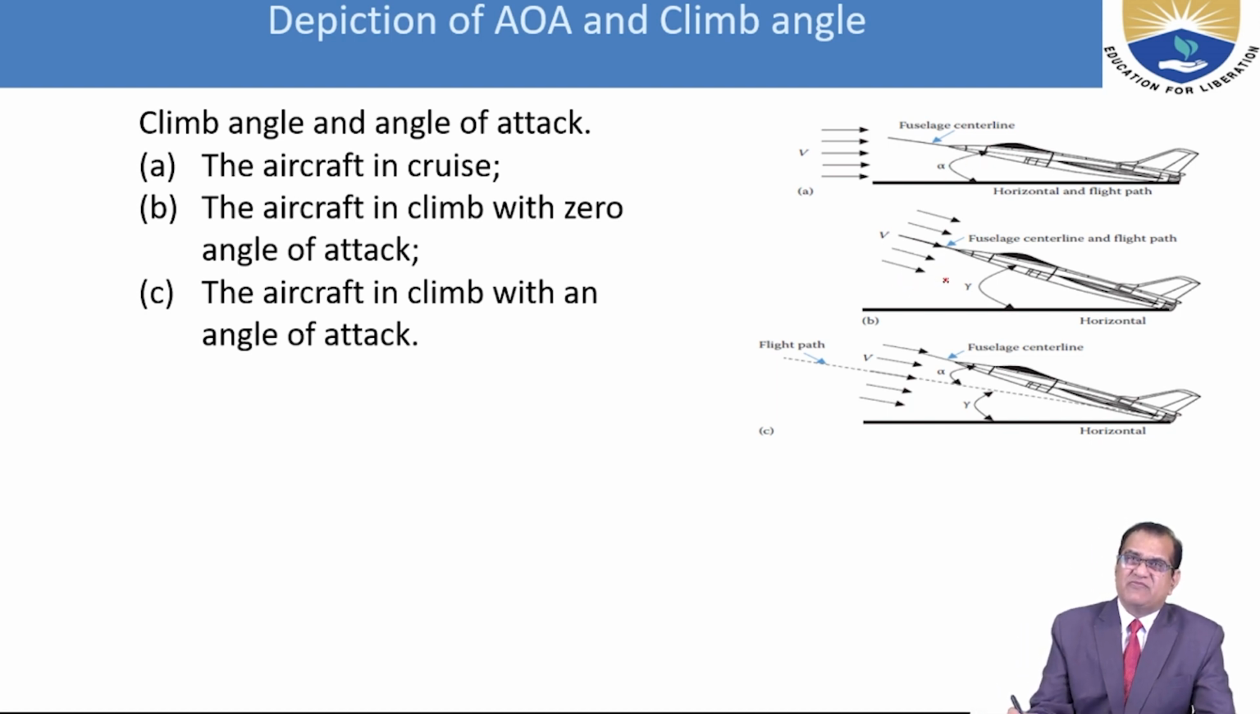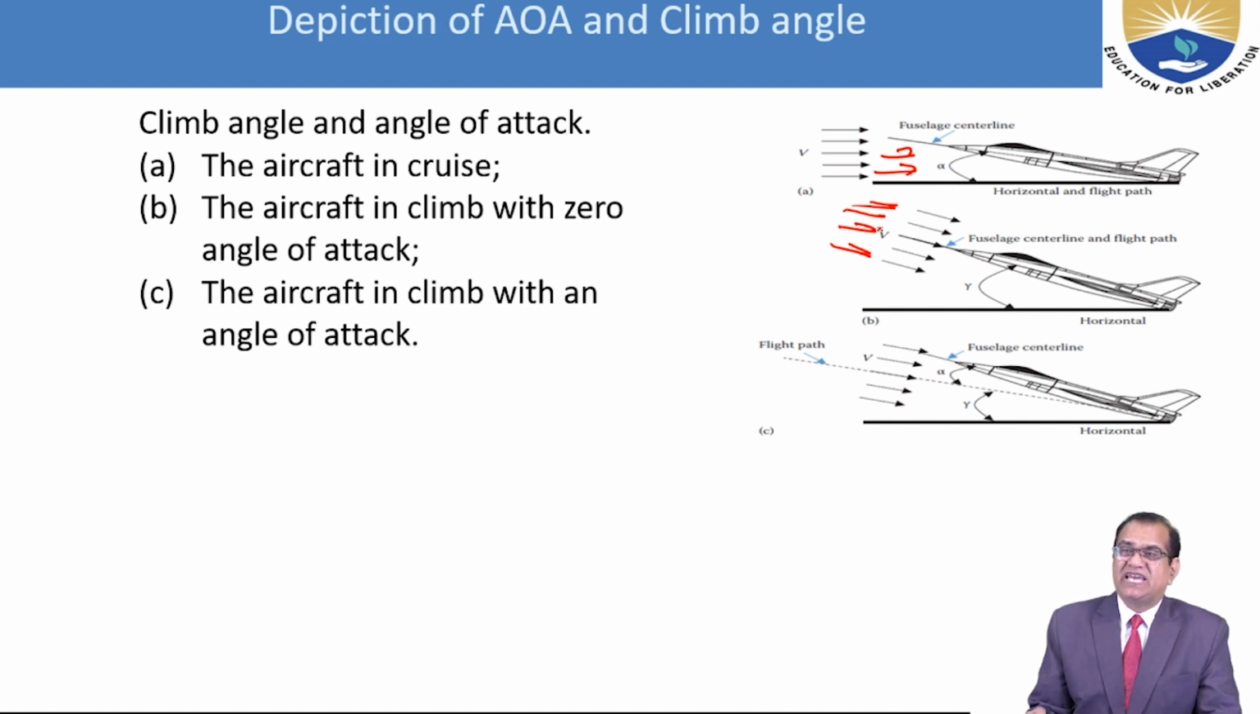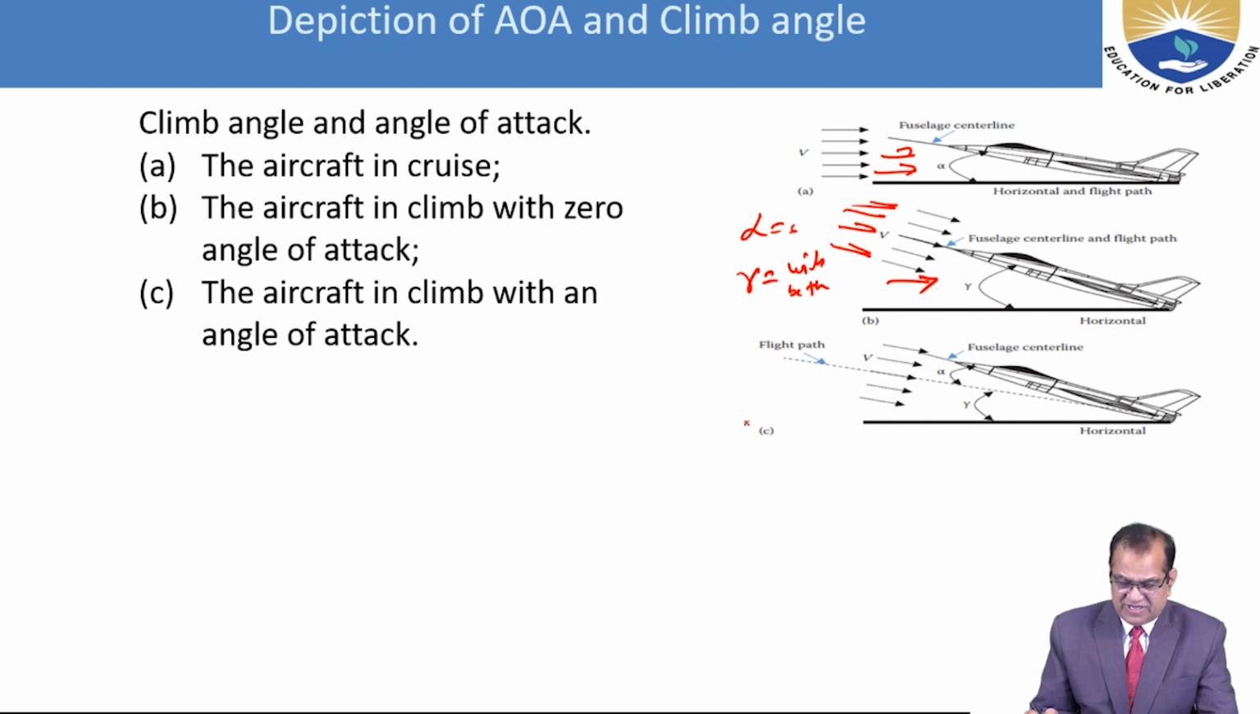The aircraft in climb with zero angle of attack. In the second case, it is climbing, which means there is a gamma, but no angle of attack because the air is in the same direction. Here, if you see, air is in this direction and it is the direction of the flight. But if the direction of the air is in the direction of the aircraft, alpha will be 0. Only gamma will be there, as shown here.